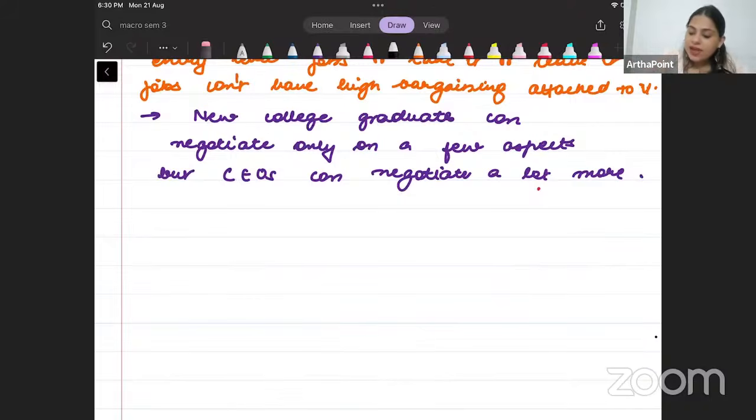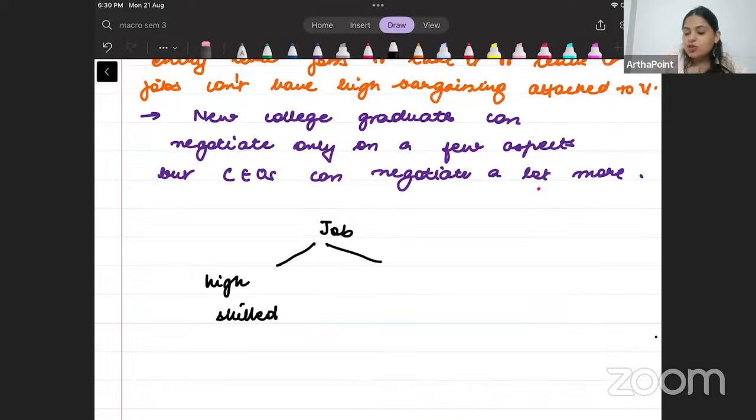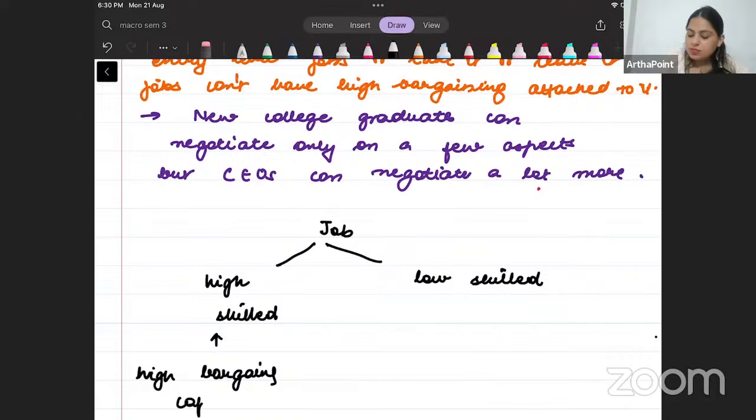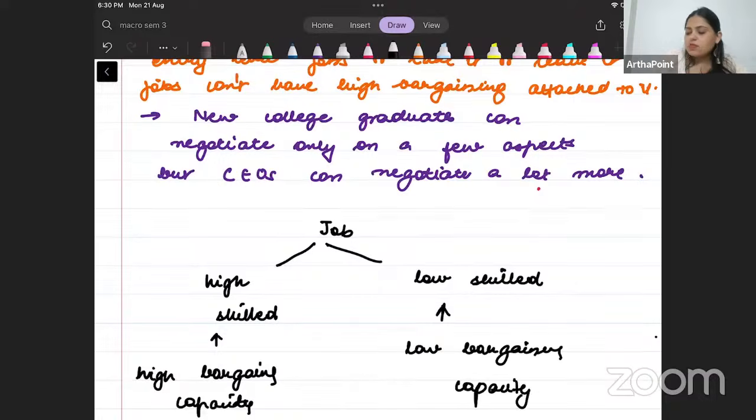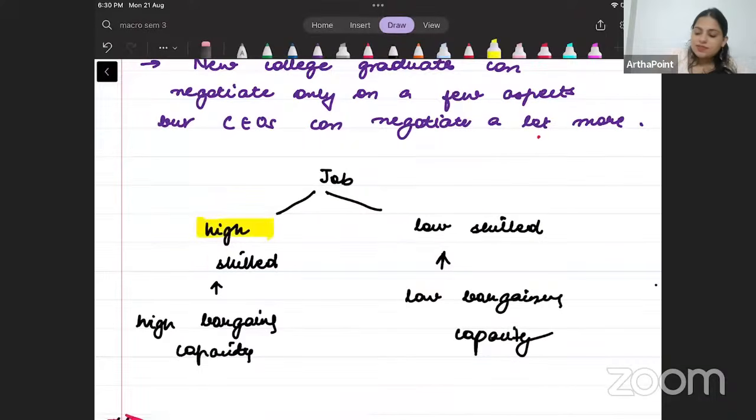So यहाँ पर ना हमने एक diagram बना दिया that there is a job which can be high skilled and a job which is low skilled. And यहाँ आपने लिख दिया that this means there is, you have high bargaining capacity and you have low bargaining capacity. Right? And you just highlight this. That adds to your answer.